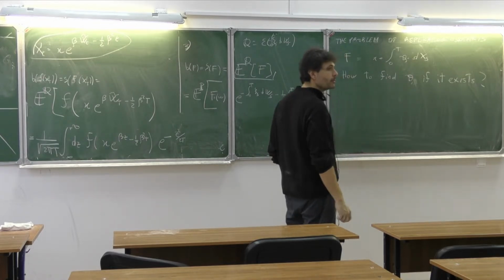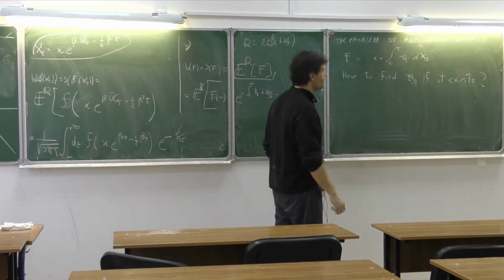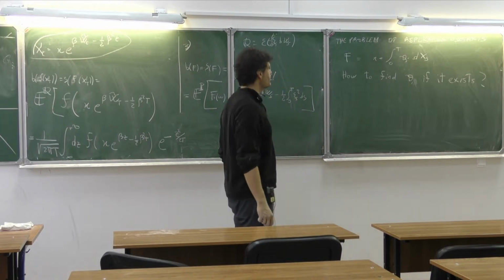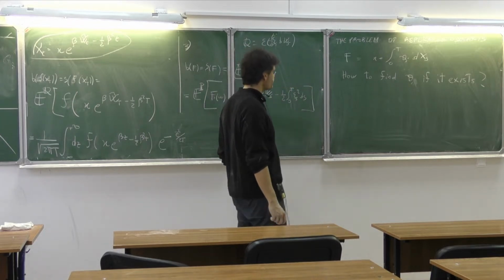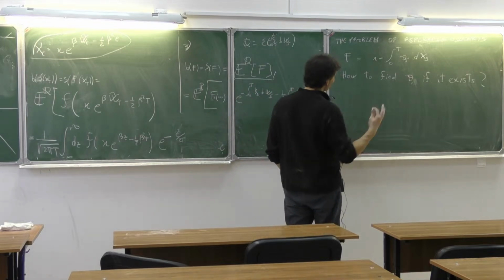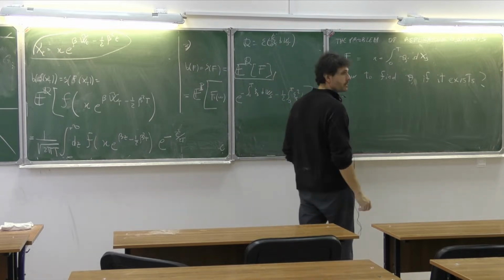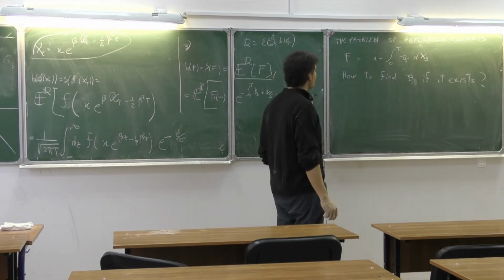Paul Malliavin was a very famous French mathematician who passed away in 2010. There are a lot of applications. He invented a geometric version of stochastic calculus, which is particularly used in finance.